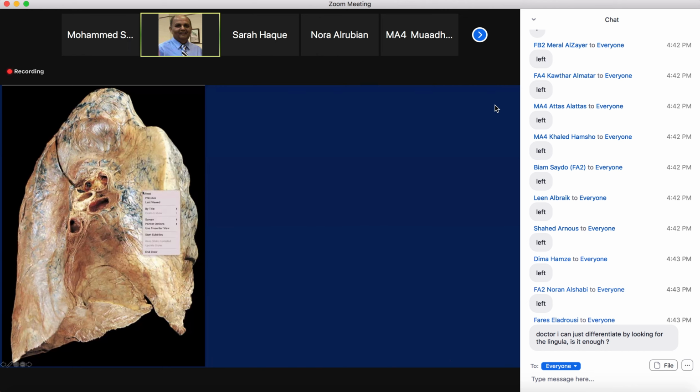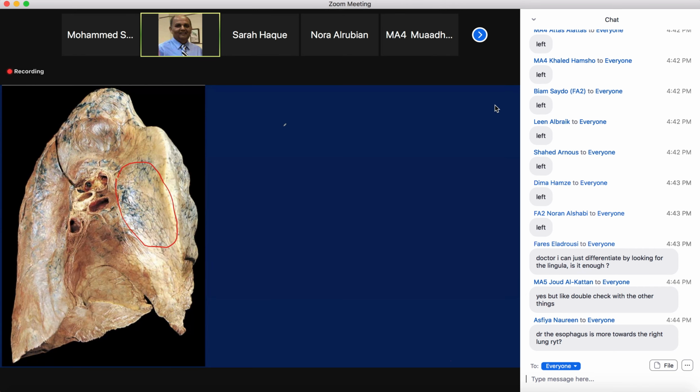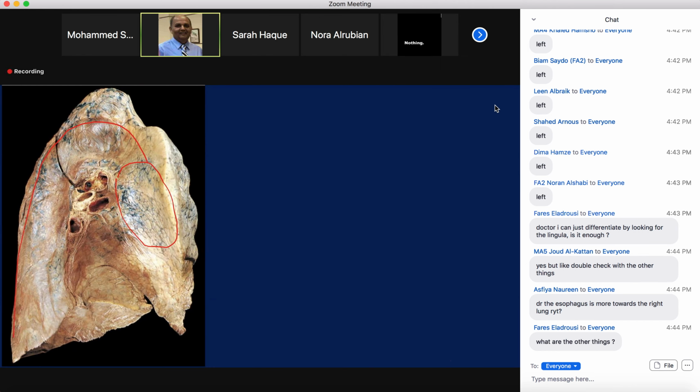Let me make it a pointer option. Let's make a pen. So now what you can see here, this area is where my heart should be. This is the cardiac area. And now you can see that from this heart, I have this arch of aorta, which is going down all the way above the hilum.